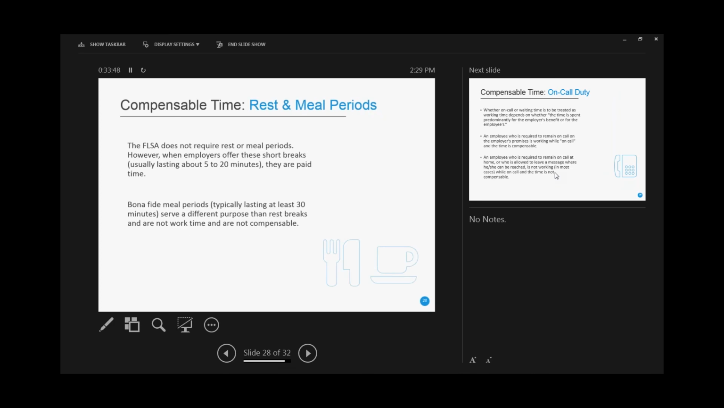So rest and meal periods. This question I get quite a bit. The FLSA does not require rest or meal periods. However, when employers offer these short breaks, usually lasting about 5 to 20 minutes, they must be paid time. Bona fide meal periods, typically lasting more than 20 minutes, serve a different purpose than rest breaks and are not work time and not compensable, unless, of course, the employee works during this time as previously discussed.